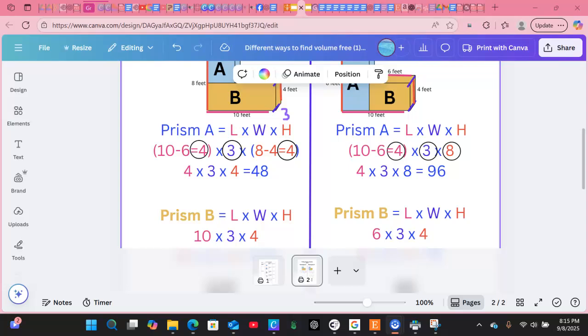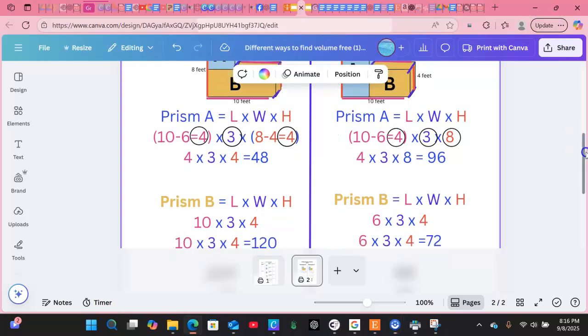Okay, so we're basically saying 10 times 3 times 4. If we multiply 3 times 4, we know that is 12, and then times 10, that will give us an amount of 120. Let's go ahead and exit our drawing.